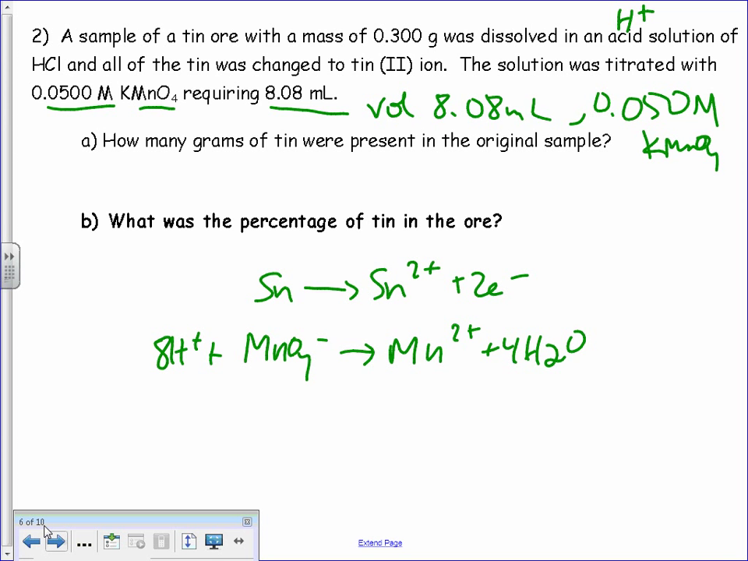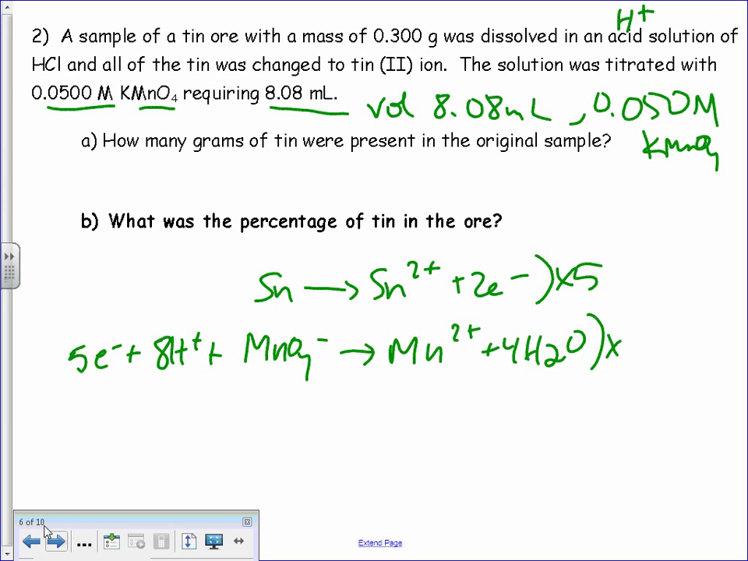And so there's a 2+ on this side. There's a 7+ on this side. 5 electrons. Don't forget that permanganate has a -1 charge. It does matter. 5 electrons. Okay? Keep going before we even finish reading the problem.